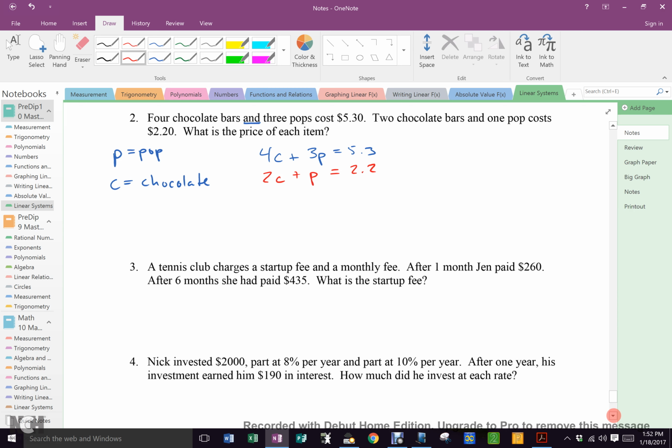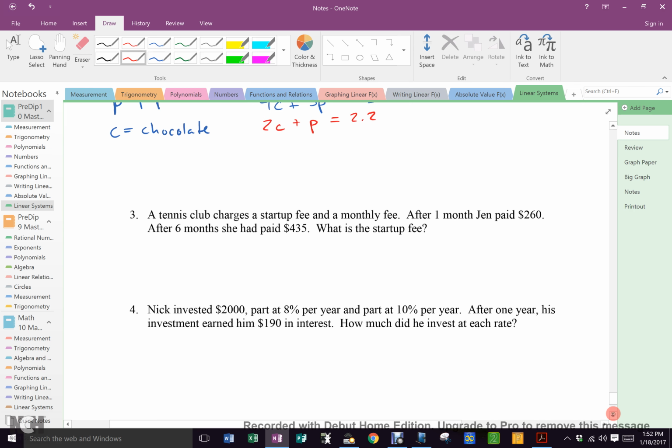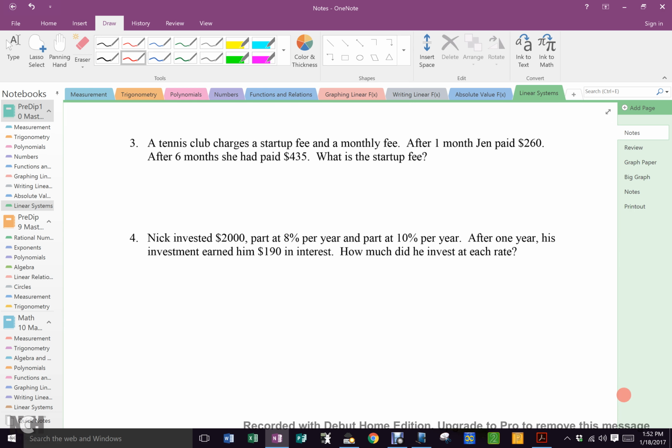What are the things you don't know? The prices. Okay. Again, so much information in number 3. What are the 2 things you don't know? You don't know the startup fee and the monthly fee.